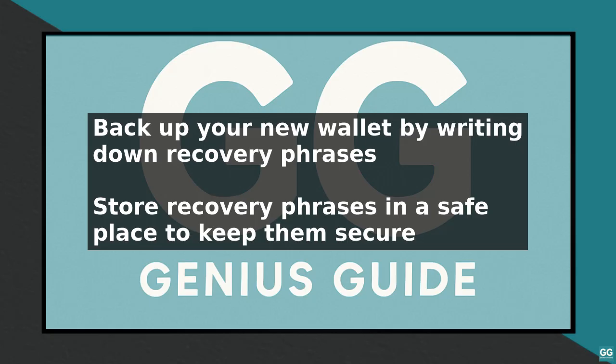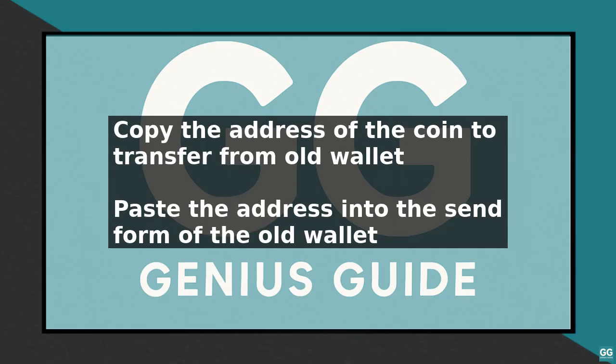Tap on the Receive button and copy the address of the coin you want to transfer. Then open the new wallet and tap on the Receive button. Select the same coin and paste the address into the send form of the old wallet. Confirm the transaction and wait for the funds to be transferred.